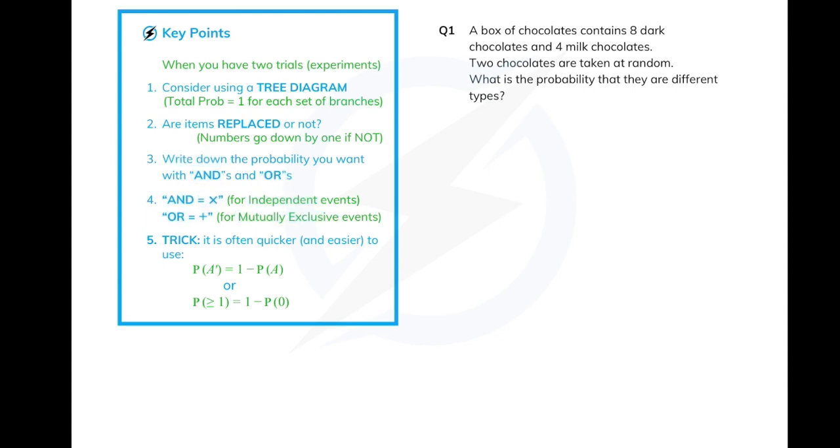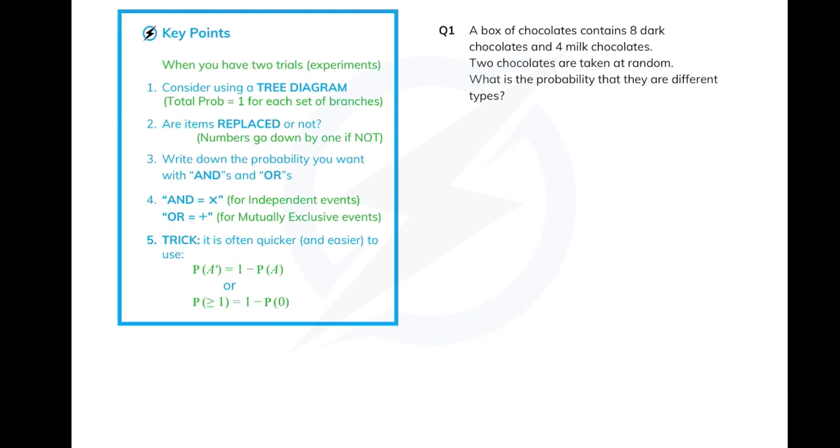And there are a couple of tricks you can use here. If you want to find the probability that something doesn't happen, so the probability of not A, it's often easier to find the probability that it does happen and subtract it from 1. And similarly, if you want the probability that you get at least one of something, find the probability that you'd get none of that something and subtract that from 1. And often the question will highlight a word which tells you to use that trick. So anyway, let's apply this to some questions.